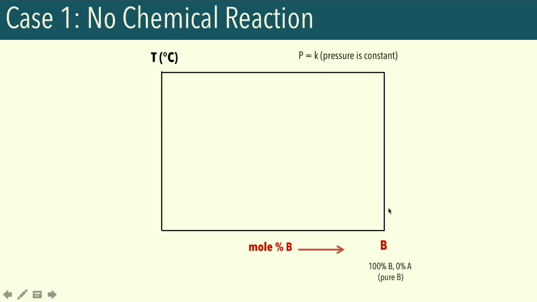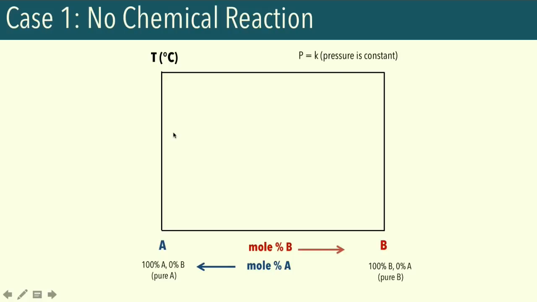Also for emphasis, since we have a two-component system, keep in mind that 100% minus mole percent B will give us mole percent A. So in this opposite direction, we have mole percent A. While we have 0% A on this side, we have 100% A on this side and 0% B on this left side. So on this borderline here, we have pure A. On the y-axis we have temperature.